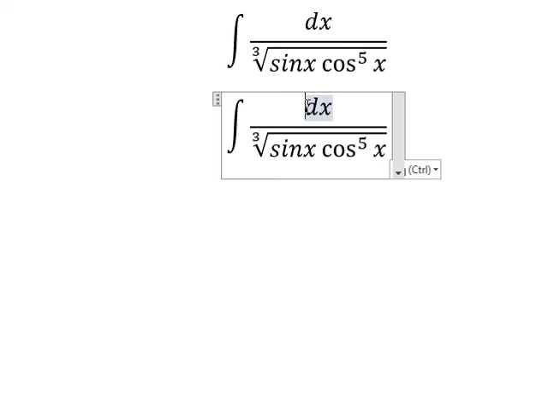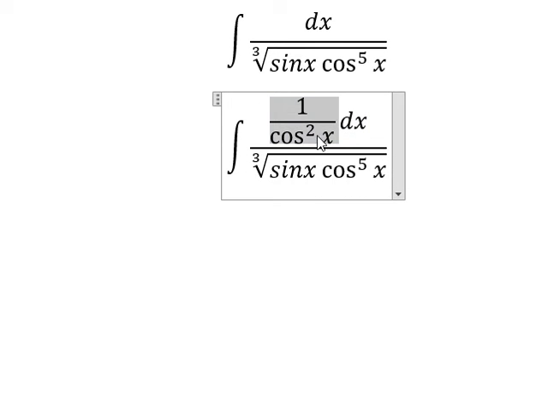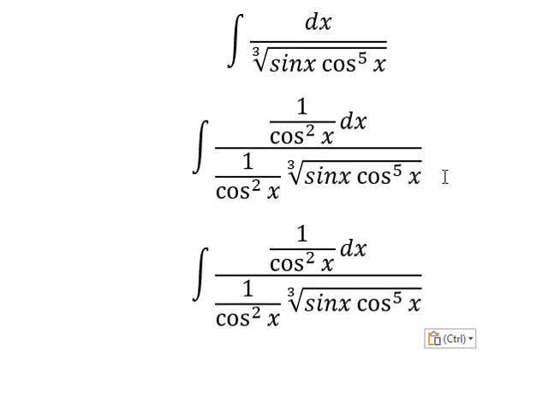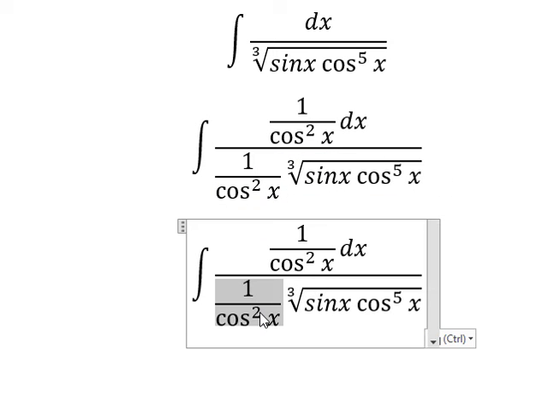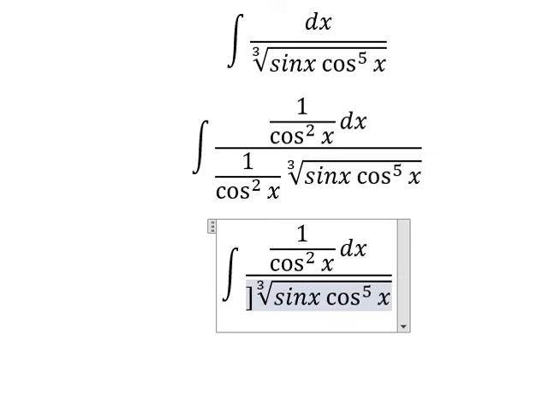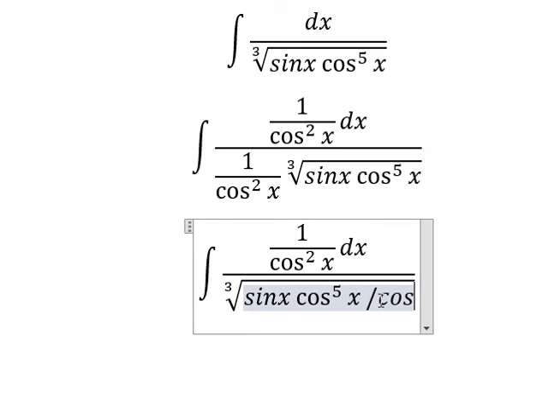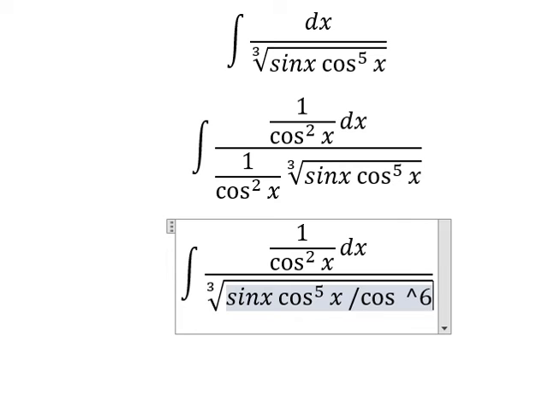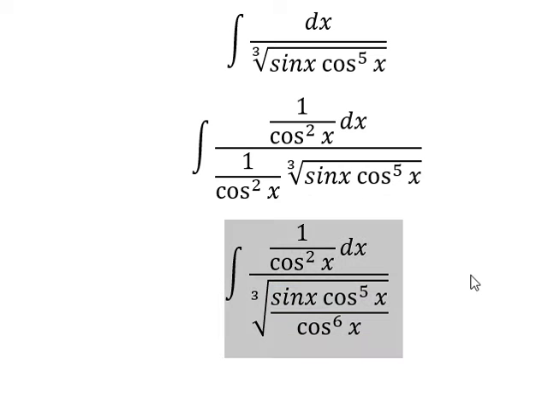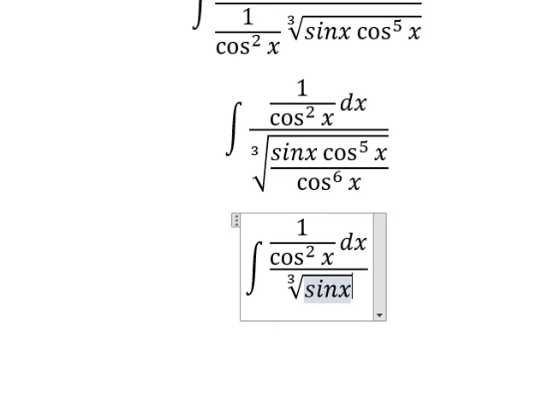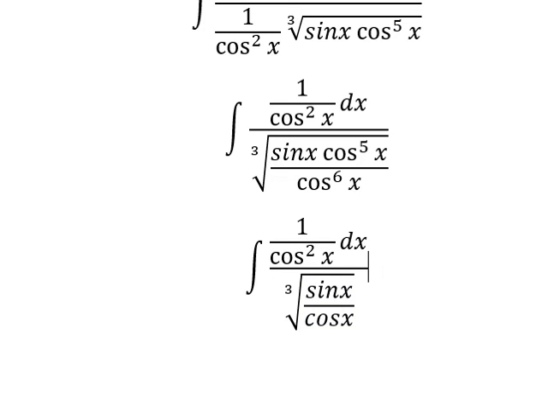I will put about 1 over cosine s squared on numerator and denominator. So if I want to put this one go inside about the cubic root, you got about cosine s to the power of 6. So this one we have sine s over cosine s.